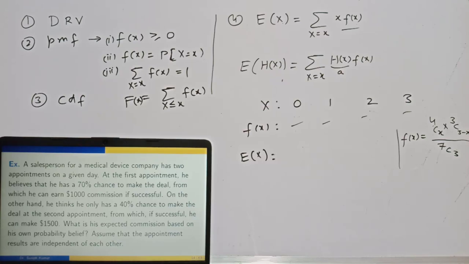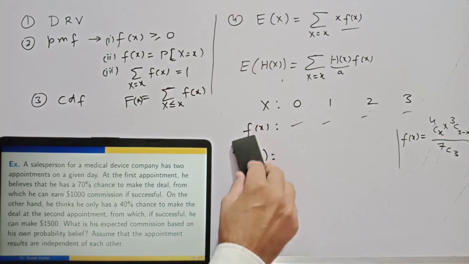See this example now. It's a good problem. Read it. A salesperson for a medical device company has 2 appointments on a given day. At the first appointment, he believes that he has a 70% chance to make the deal, from which he can earn $1,000 commission if successful. On the other hand, he thinks he only has a 40% chance to make the deal at the second appointment, from which, if successful, he can make $1,500. What is the expected commission based on his own probability belief? Assume that the appointment results are independent of each other.